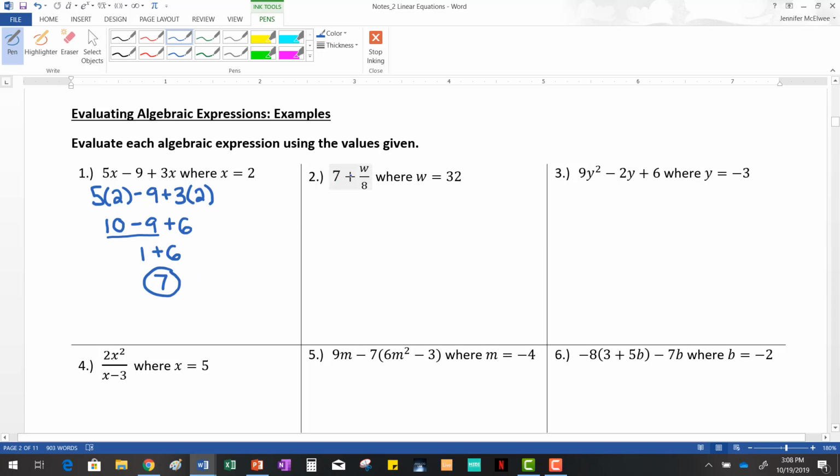Number 2 says 7 plus w over 8, where w is equal to 32. So again, everywhere I see a w in that expression, I'm going to replace it with a 32. So it looks like this, 7 plus 32 over 8, and that's it. Order of operations, I see addition, I see division, so I'm going to divide 32 divided by 8. So I'll bring down my 7 and my plus. 32 divided by 8 gives me 4. 7 plus 4, 11.